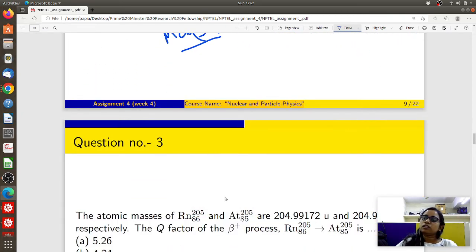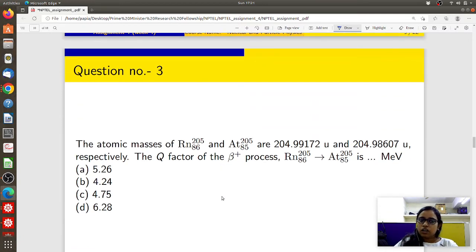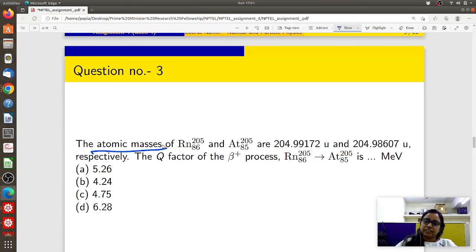Okay. Now coming to the third question. The third question is very similar to the second one, but still I am trying to reformulate that question. The third question is atomic masses of radium. See, here also it is mentioned that atomic masses of radium, radon and astatine are 204.99172 U and 204.98607 U respectively, and the Q factor of the beta plus process is, what will be the Q value in that beta plus process.